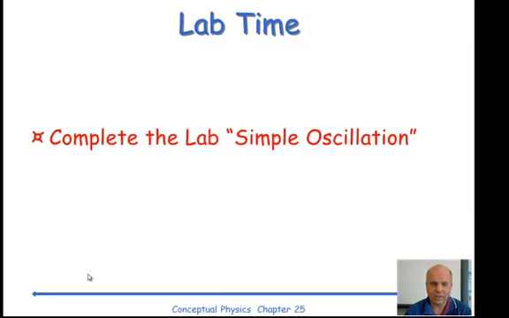All right, lab time. So I've got a lab for you to do. Of course, it's a simple oscillation lab. It has to do with pendulums and being able to measure them. That's what you're going to do next. So stop right here, and then we'll move on to the next one. See me for all the supplies that you need for this lab.